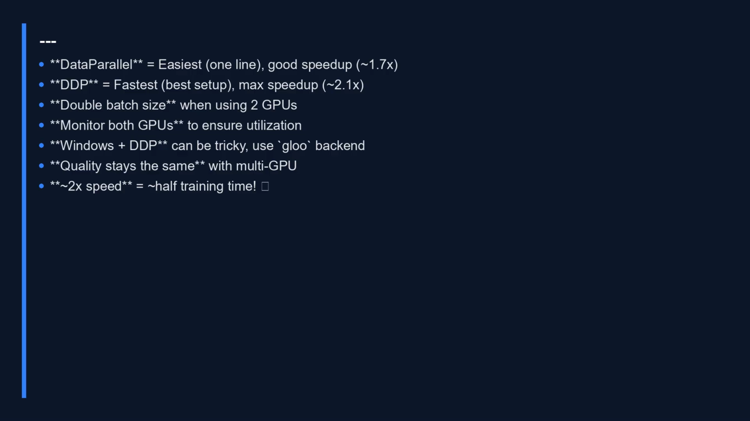Monitor both GPUs during training. Utilization above 80% on both devices is your confirmation that everything is working. And critically, multi-GPU training doesn't affect model quality. The gradients average out to the same result. You're just getting there faster, roughly half the wall clock time.